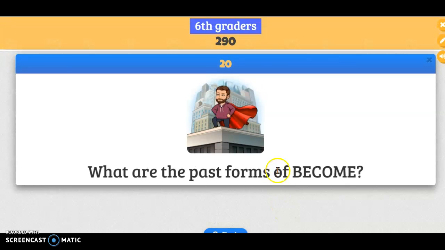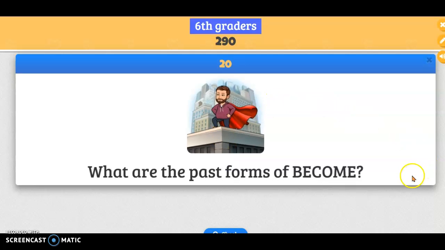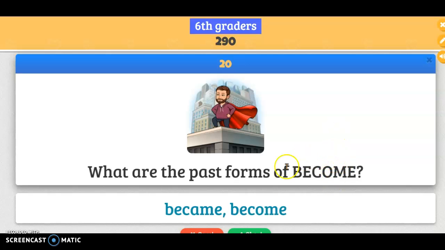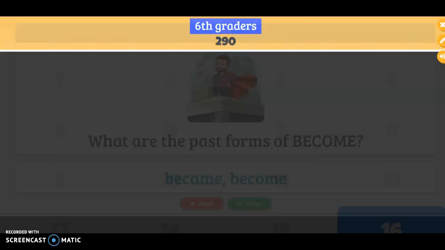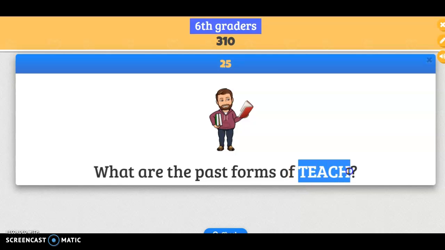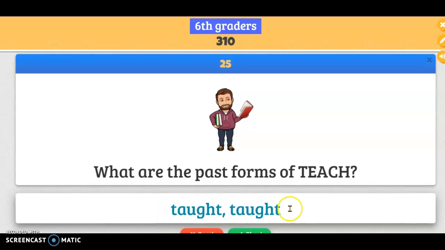Number 15, become. Become Superman. Become, became, become. You repeat the base form and the past participle form, with the O. Become, became, become. And the last one is teach. I already told you the answer a few minutes ago. Teach. The irregular form is taught. Repeat the pronunciation with me. Taught, taught. Teach, taught, taught.